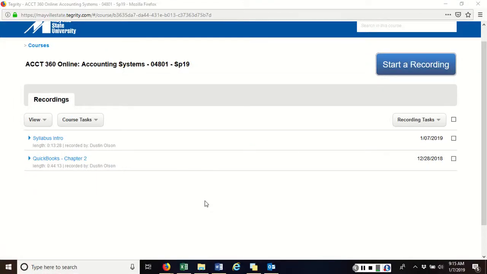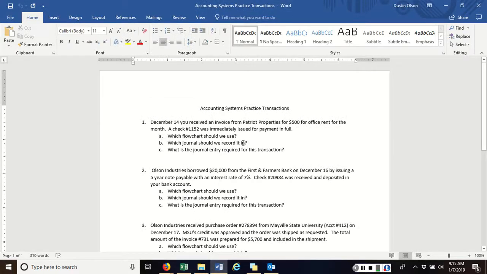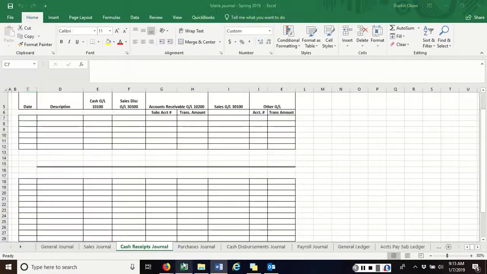Today we are going to go through the practice journal transactions that I have within Blackboard in a way to prepare you for what we're going to see in the manual practice set once we get into completing those transactions next week. So if you go into this week's folder, I want you to get into the practice transactions Word document, and then also the blank transactions spreadsheet that I have.